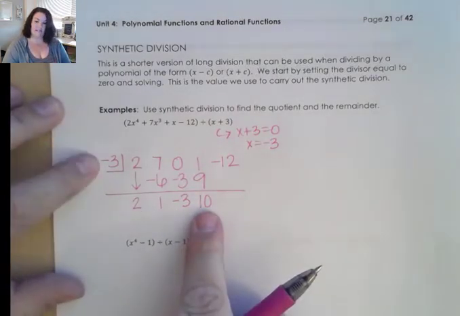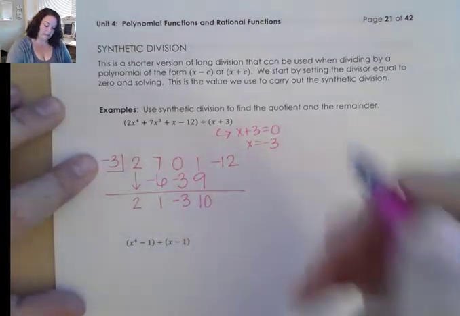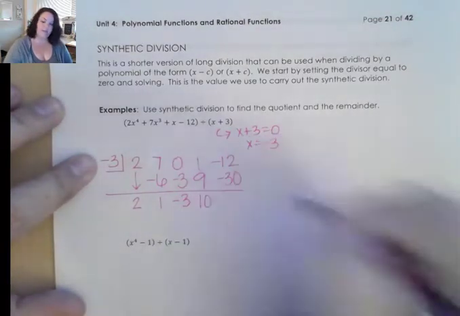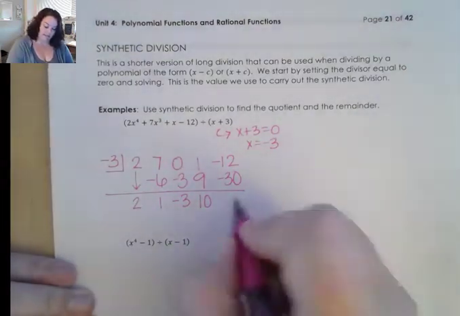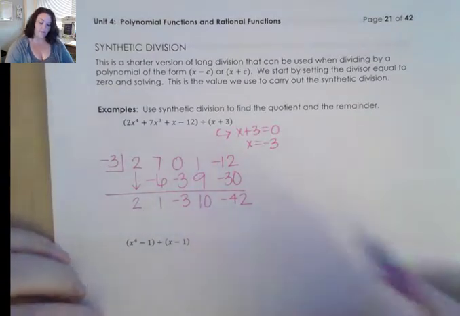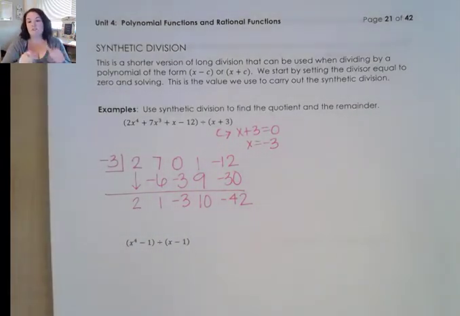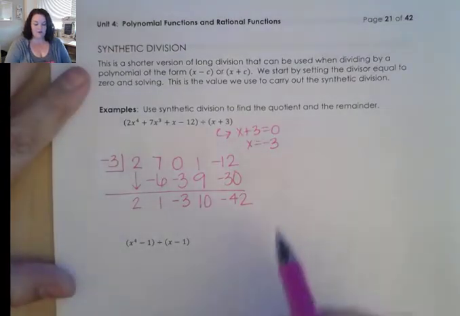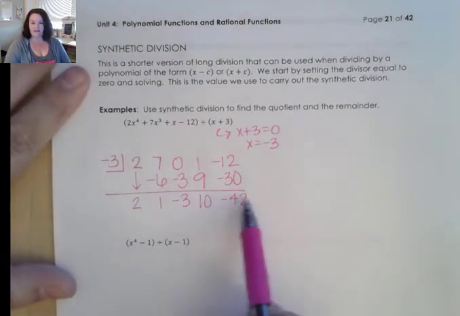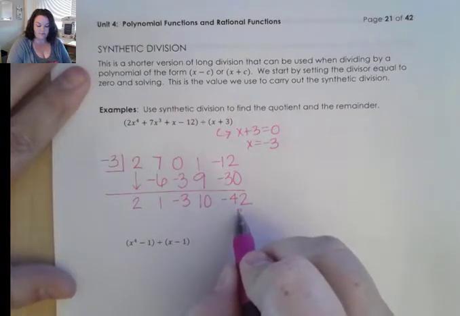And 10 times the negative 3 in my box is negative 30. Okay, and when I combine down, I get negative 42. So that's the entire division process. So now let me tell you what these mean. Okay, so this last number that we got here at the very end, this is our remainder.